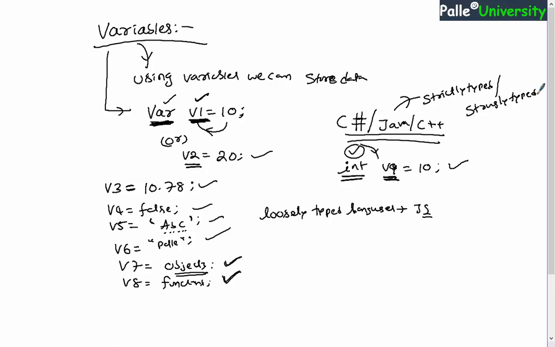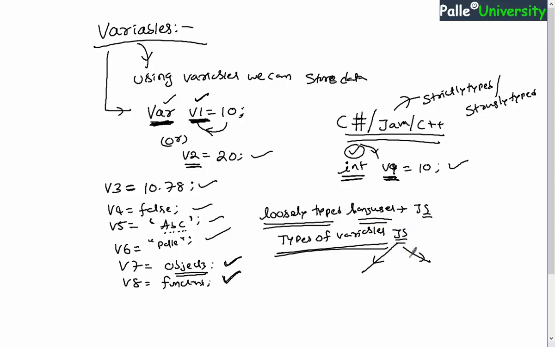Okay. So if a variable declaration is allowed without specifying the underlying data type, such kinds of languages are called loosely typed languages. Believe you understood. Next, in JavaScript, we need to understand the different types of variables supported, right? So remember, JavaScript supports declaration of two types of variables. One is called a local variable and the second one is called a global variable.